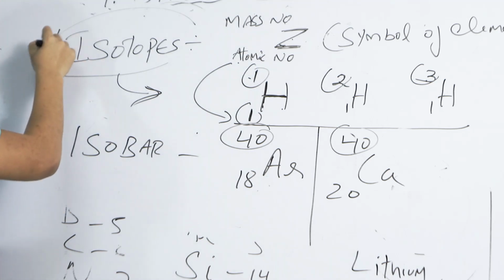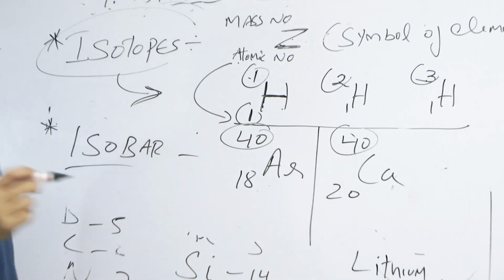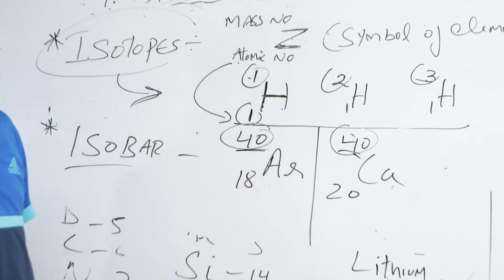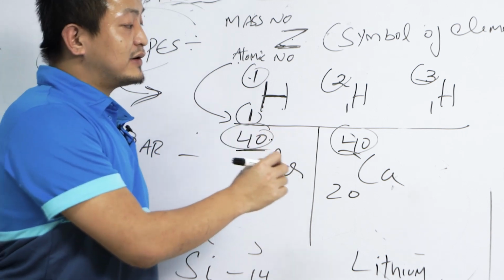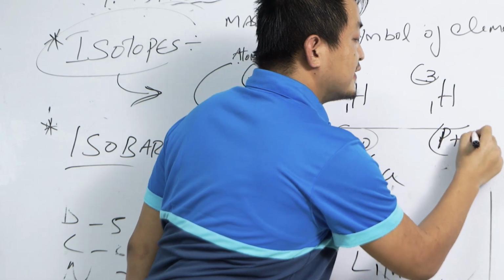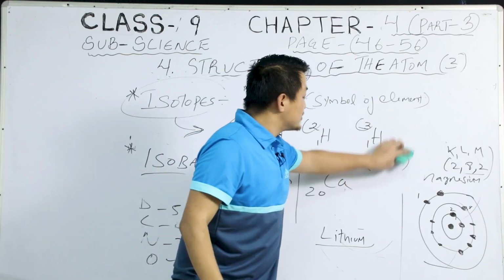So you have to know the difference between isotopes and isobar. Isobar means just the mass number is similar and the elements are different. Atomic number is different. Now, the mass number is the sum of protons and neutrons. Clear? So I'm sure you are clear with all this.